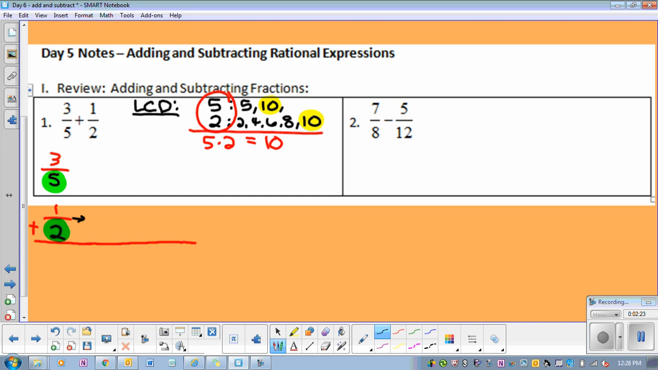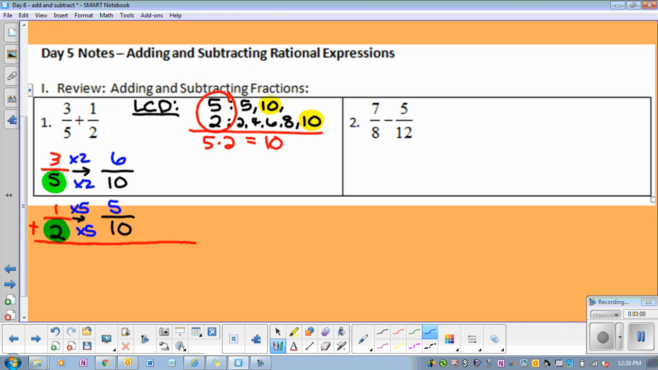If I want to make both of these have a denominator of 10, then I need to multiply a number to this denominator to get 10, right? 5 times what gives me 10? 2. So if I multiply by 2 on the bottom, I need to multiply the top. So 3/5 is also the same as 6/10. Then 2 times what gives me 10? 5. Whatever I multiply on the bottom, I have to multiply on the top.